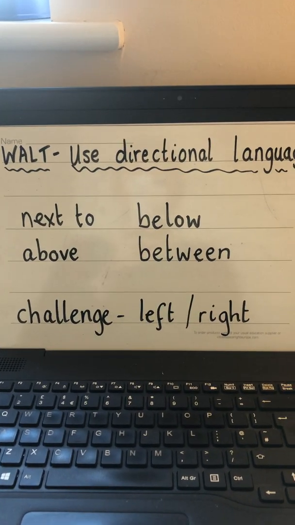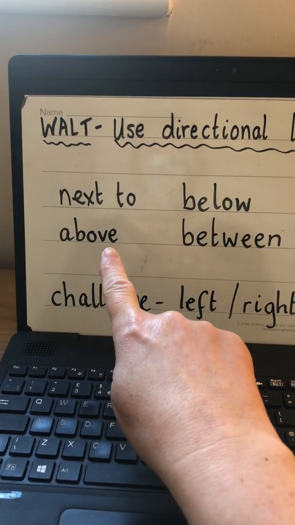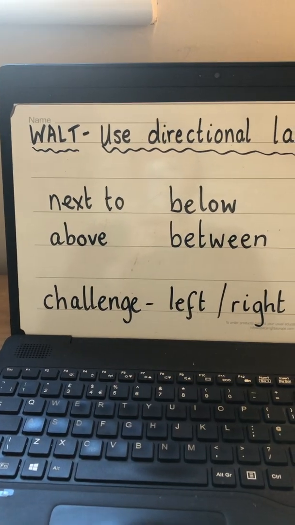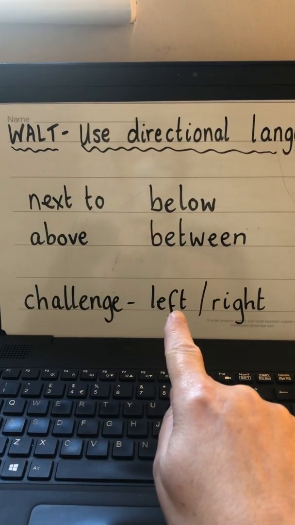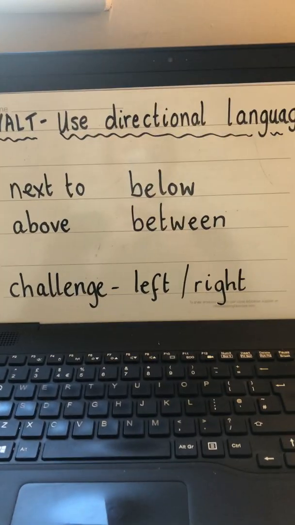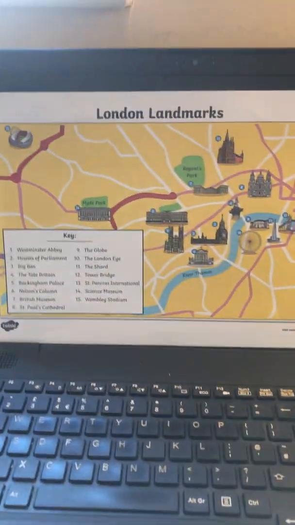So these are the words that we're going to use and learn today. Next to, above, below, and between. And if you want to challenge yourself, you can also have a go at using the words left and right. So first of all, let's look at a map of London. I've got one here for you.